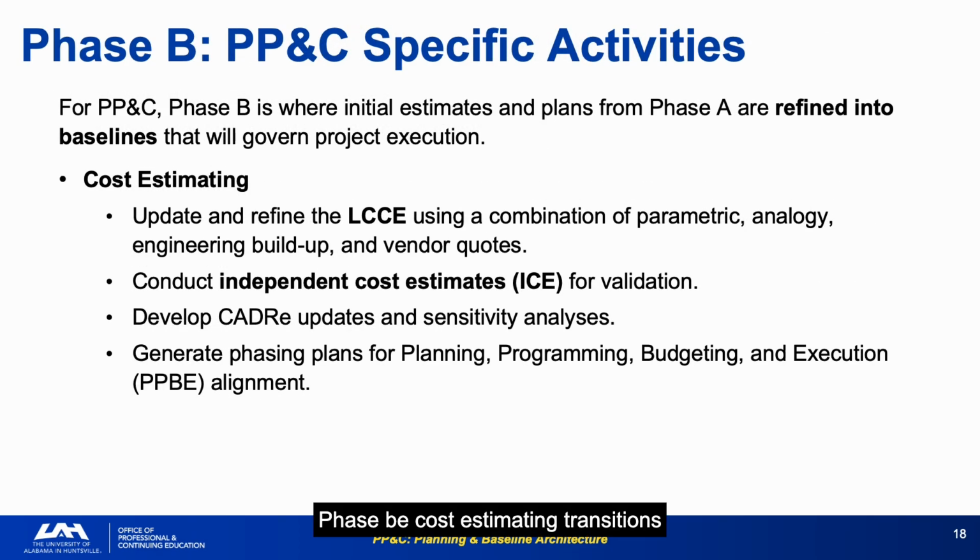Phase B cost estimating transitions from the rough parametric and analogy methods of Phase A to a more refined combination: vendor quotes, engineering build-up for complex subsystems, and sensitivity analyses. Independent cost estimates, ICEs, are not optional. They're the cross-check that catches systematic bias in the program's own estimates.